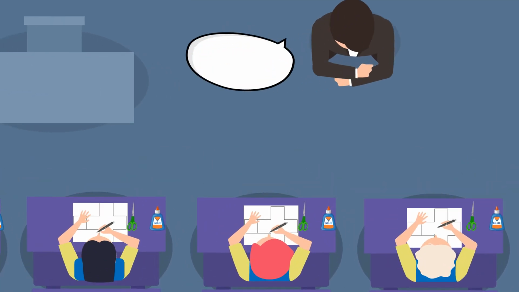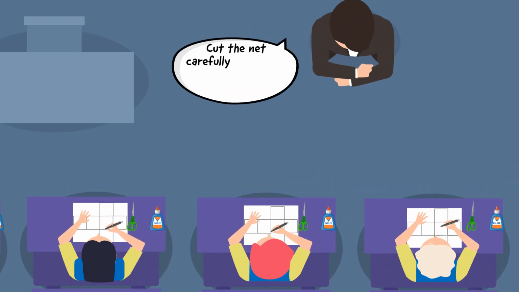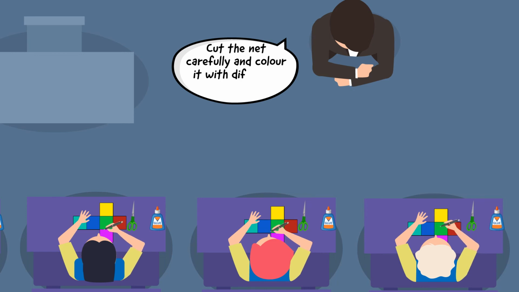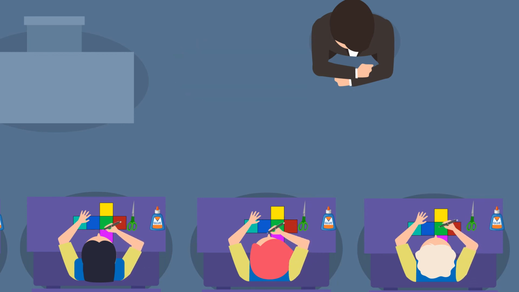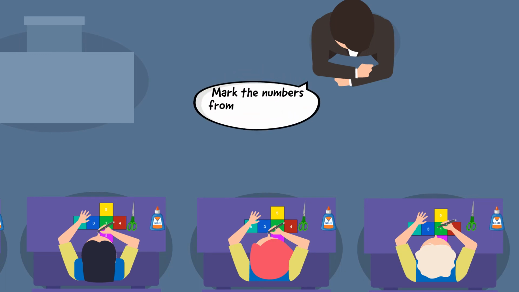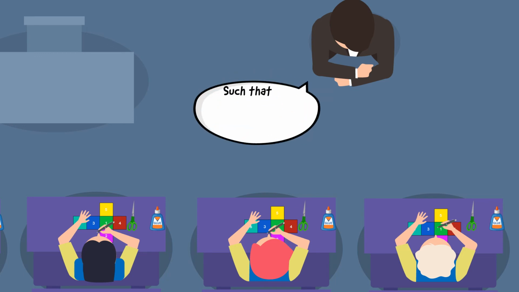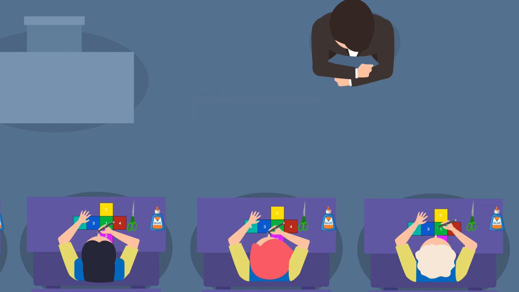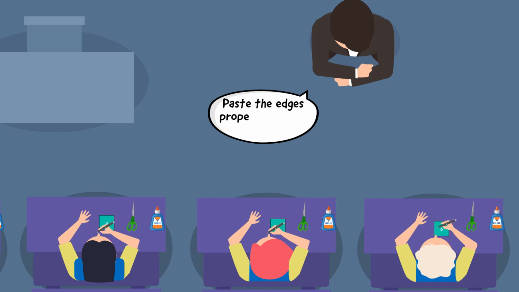Ask the students to cut the net out carefully and to color the faces with different colors as shown. After this, ask the students to mark the numbers from 1 to 6 on each face, such that the digits on the opposite faces of the dice add up to 7. Once that is done, the students must paste the edges properly to make a cube.